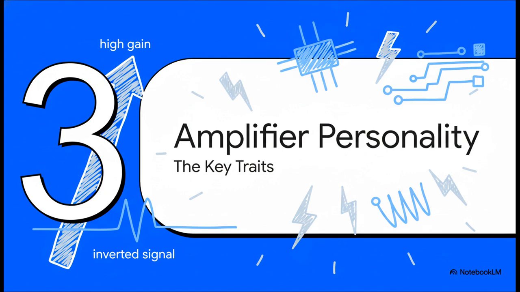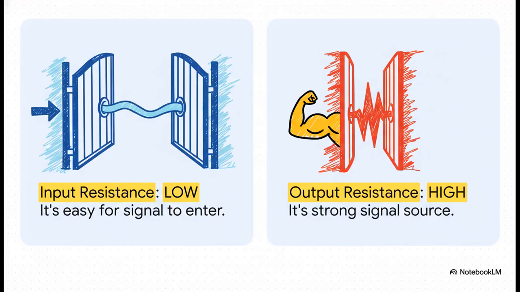So we have high gain and we have an inverted signal. These are just two parts of this common emitter amplifier's really distinct personality. So let's quickly run through its key characteristics. Now, this is a crucial point: how it plays with other circuits. It has a low resistance to the input signal, which basically means it's a really good listener. It doesn't struggle to accept a weak signal. But it presents a high resistance at its output, which makes it a very strong source for whatever the next stage in the circuit is. This combination is exactly what makes it so great at connecting different parts of an electronic system together.